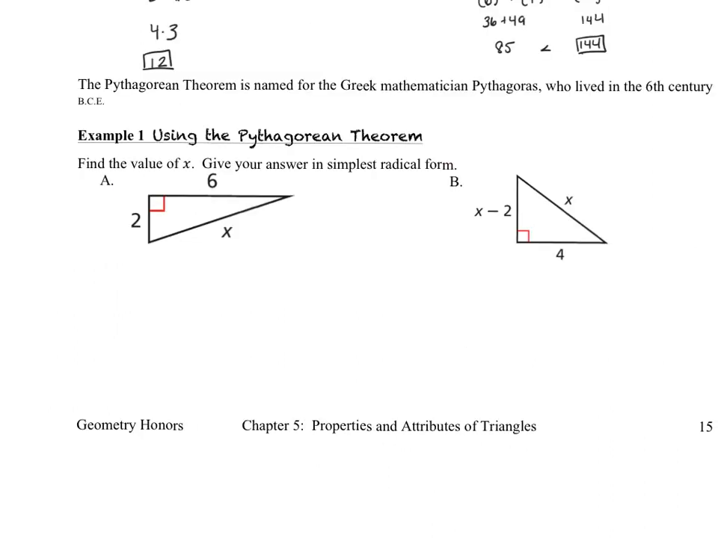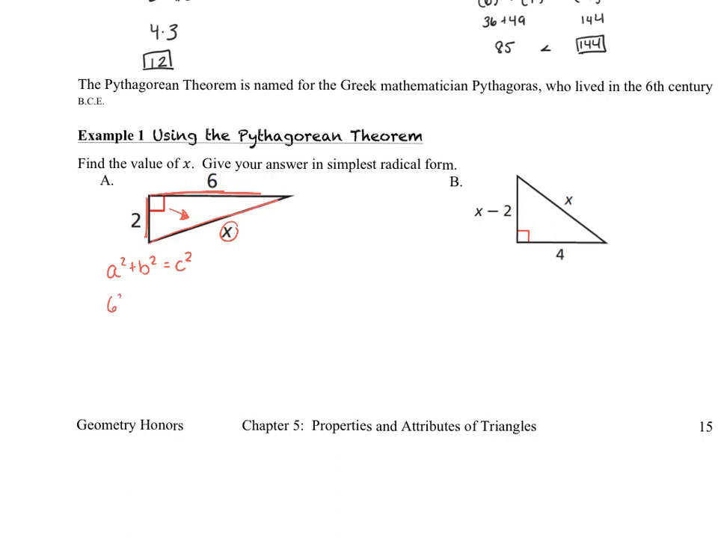Find the value of x, give your answer in simplest radical form. So I have to remind you guys how to simplify radicals. That was an algebra skill. So the Pythagorean theorem would be a squared plus b squared equals c squared. We use this for right triangles. And so the legs are your a and b. It doesn't matter which one's which. And the hypotenuse, the x in this case, is across from the right angle, and that's always going to be your c value. The hypotenuse is the c.